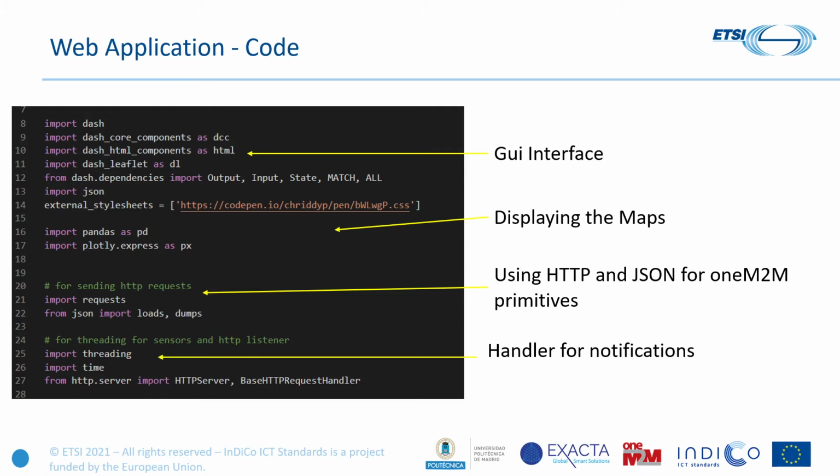And then finally, I have a HTTP server that is running in the thread so that it can receive the notifications of new applications that are registering to the CSE. And again, the thread is necessary in a web application because there's threads running for the GUI component. So we need a separate thread for the HTTP server.